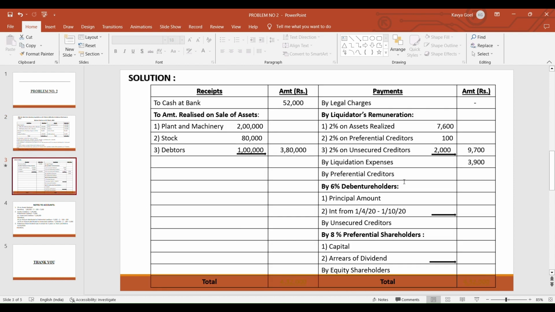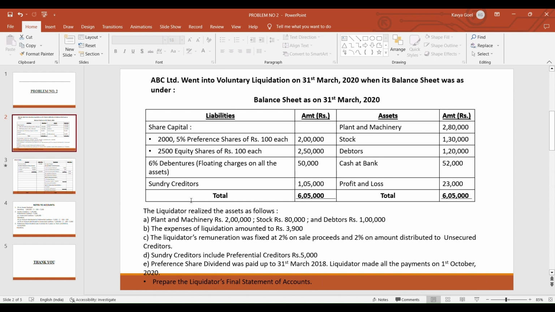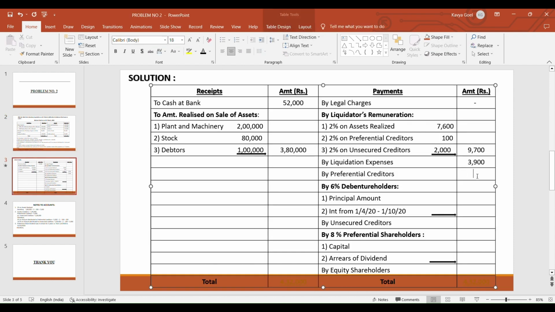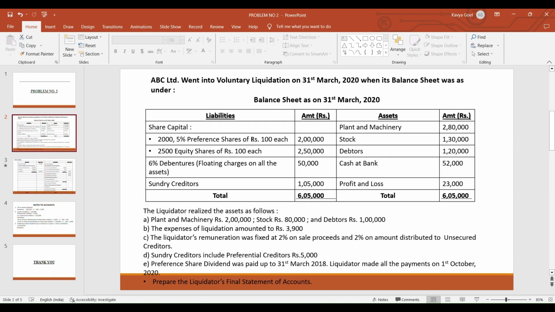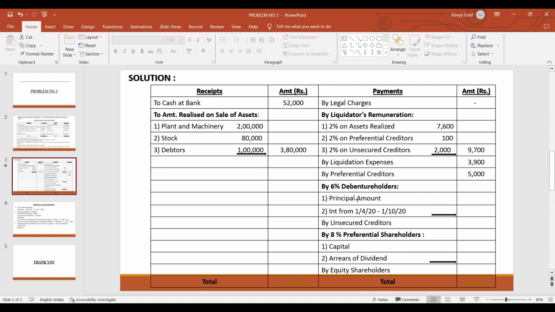Okay, so preferential creditors are given in the adjustment of 5,000. So we'll record here 5,000. After that we have to record the debentures. Now in the balance sheet, 6% debentures principal amount is 50,000. So we'll write here 50,000, and in the adjustment as you can read, the liquidator made all the payments on 1st of October 2020.